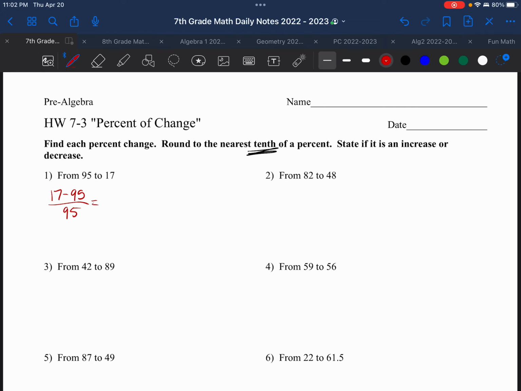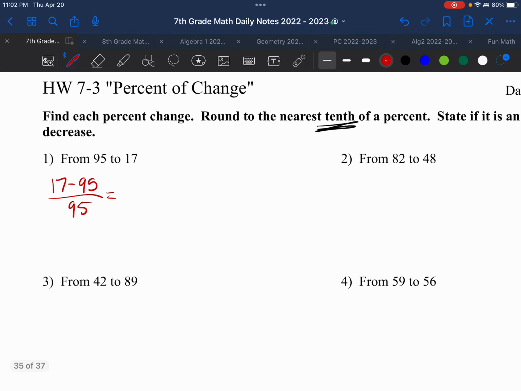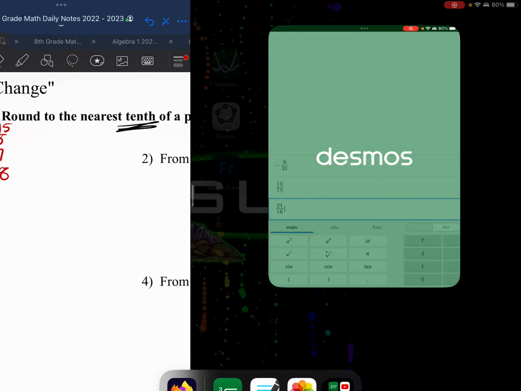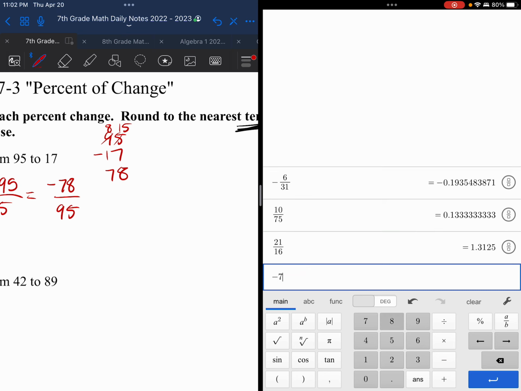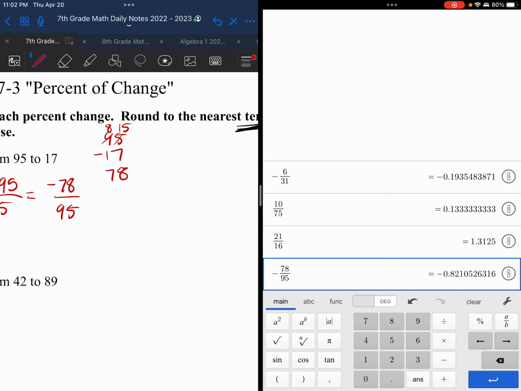What is this going to be? 17 minus 95, well, I know it's going to be a negative. And what's 95 minus 17? I'll have to borrow and change you into a 15. 15 minus 7 is 8, so I can say 8, 7, so this is negative 78 all over 95. And again, I just type this into the calculator. So come over here to my calculator, and I say, I have a negative 78 divided by 95.